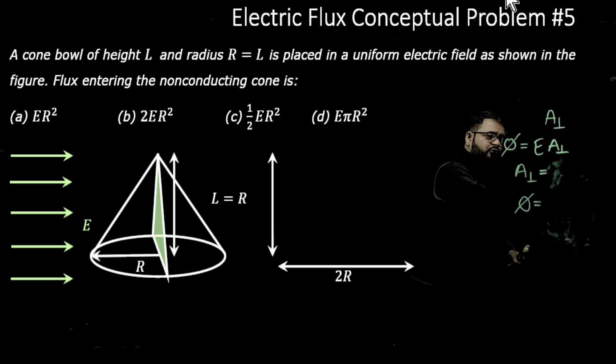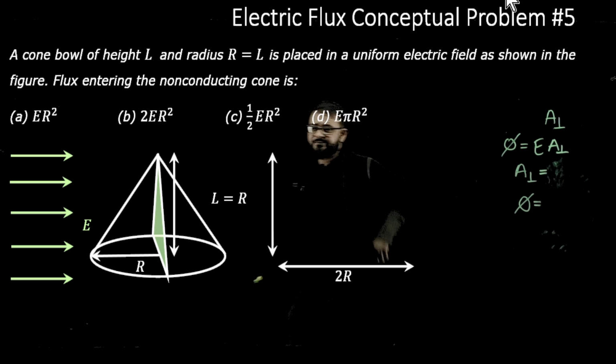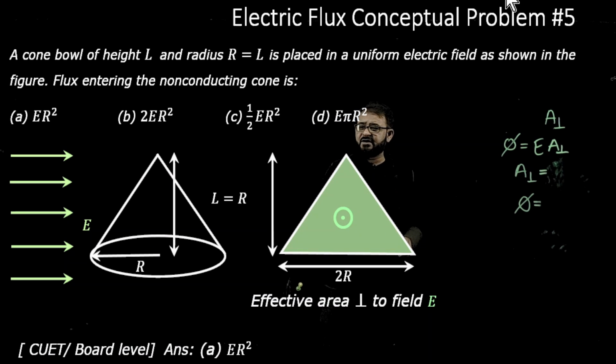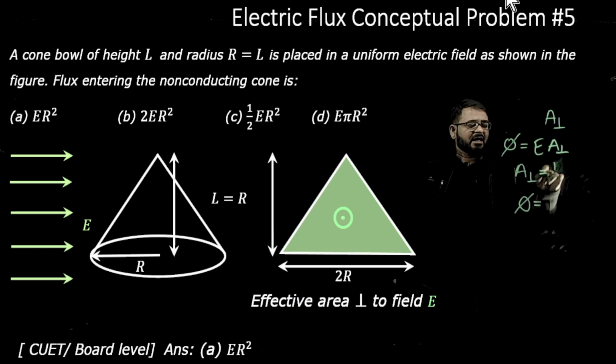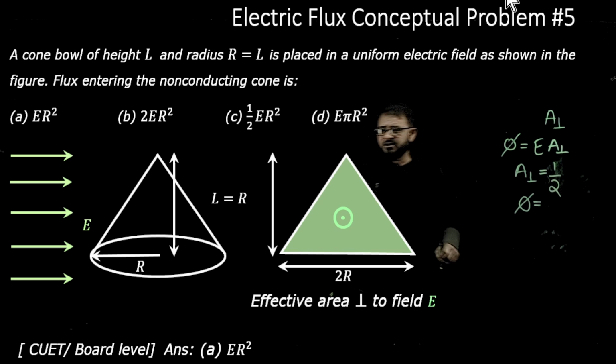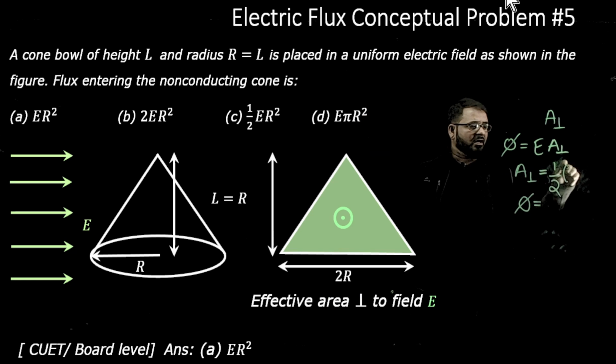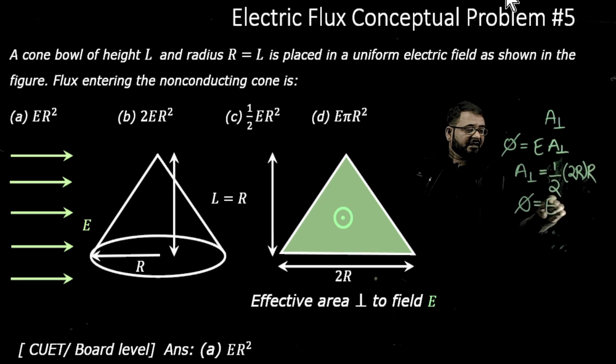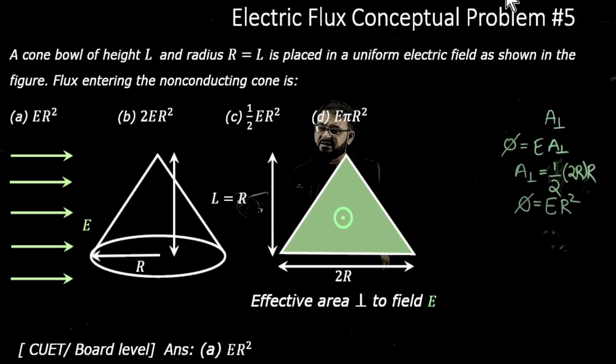Now let's try to imagine and visualize this. We have a uniform electric field and we have this area. This area is simply half of the base times the height. What is the base? The base is 2r, and the length is also r. Flux will be E times r square. The answer is A.